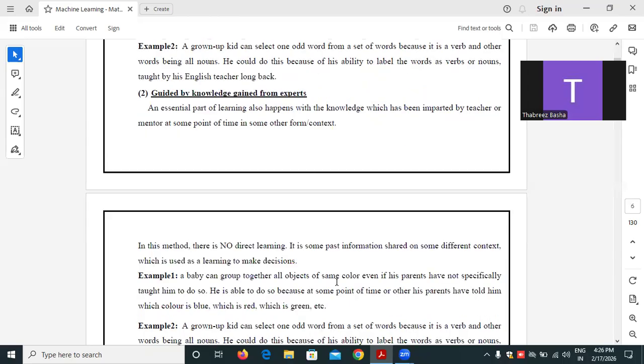The same example we can take: a baby can group together all objects of the same color, even if his parents have not specifically taught him to do so. He is able to do so because at some point of time or other, his parents have told him which color is blue, which is red, this is green, etc.